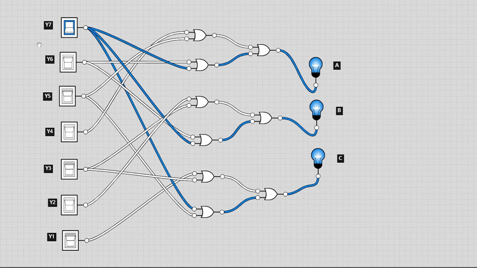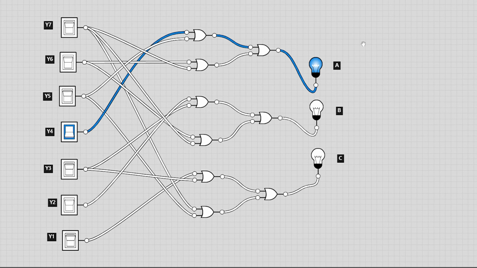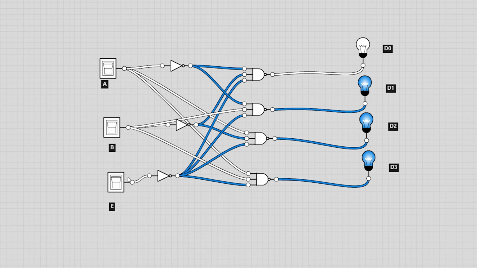When the input Y4 is 1 and all the other inputs are 0, the output A is 1 and the outputs B and C are 0. And when the input Y6 is 1 and all the other inputs are 0, the outputs A and B are 1 and the output C is 0. That's it. Now we'll see how a decoder works.